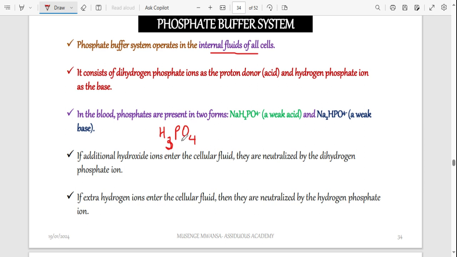When phosphoric acid loses a hydrogen, it will become H2PO4. Remember, when something loses a hydrogen, it will carry a negative sign. When this one again loses a hydrogen, it will become now HPO4. So can you tell me what will be its charge if it loses another hydrogen? What will be its charge?